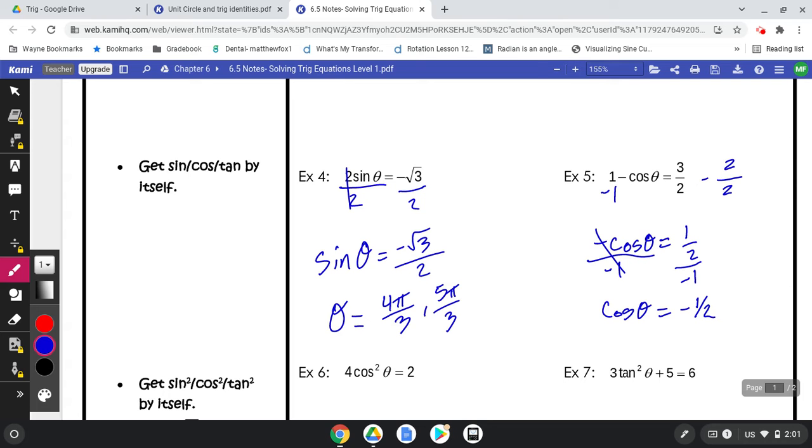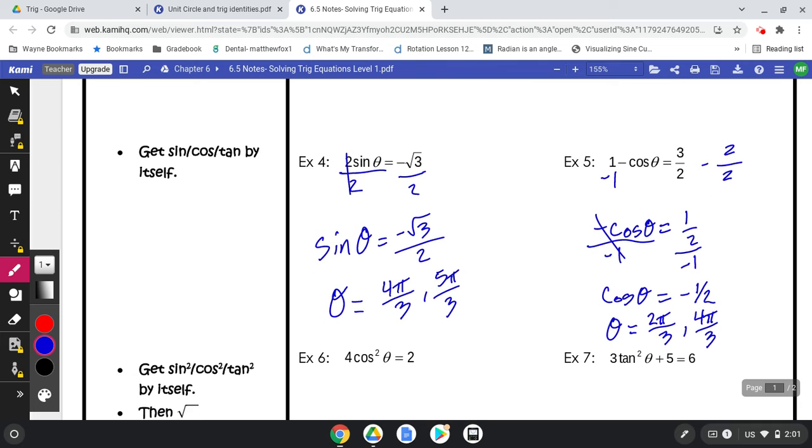Okay. So now we go on to our unit circle. Where is the x value equal to -1/2? And that's when theta is 2 pi over 3 and 4 pi over 3. Okay, so that's kind of the first new thing we talked about today. If it's not isolated, you need to isolate it before you can solve.